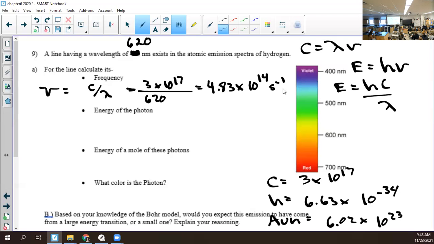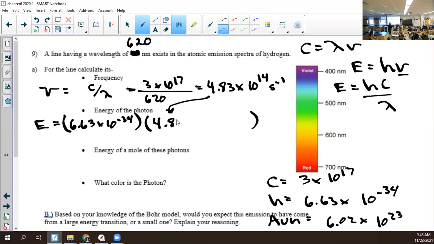Energy of a photon. Most of you won't use this. I don't know why, but I always go a different route. This is the shorter one, right? So now that we have frequency, we're ready to go. Energy is equal to H, which is Planck's constant, 6.63 times 10 to the -34, and you multiply that by the answer you just got, which is 4.83 times 10 to the 14.